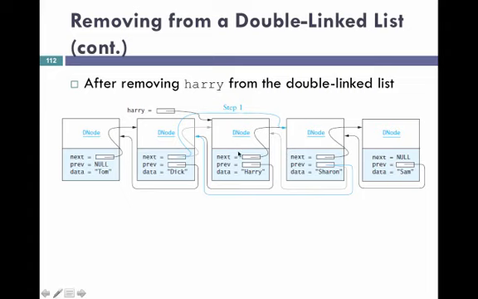Here's another picture of what it looks like. Harry's now gone from the list. The original gray pointers that pointed at Harry have been updated. So now Dick in step 1 refers to Sharon, and Sharon refers back to Dick.